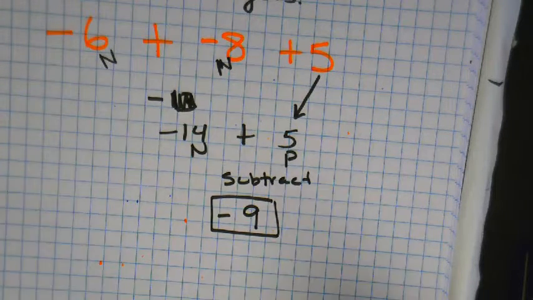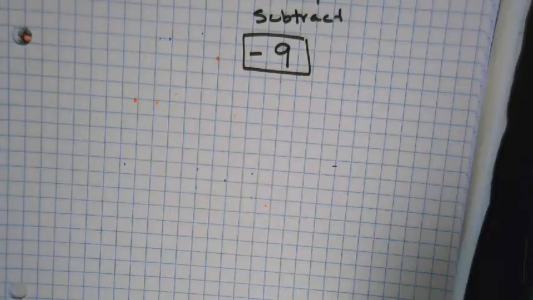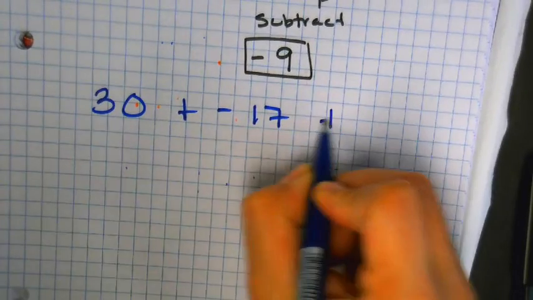So, what if I give you 30 plus -17 plus 12?